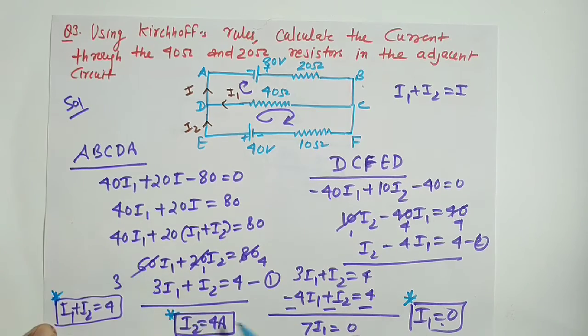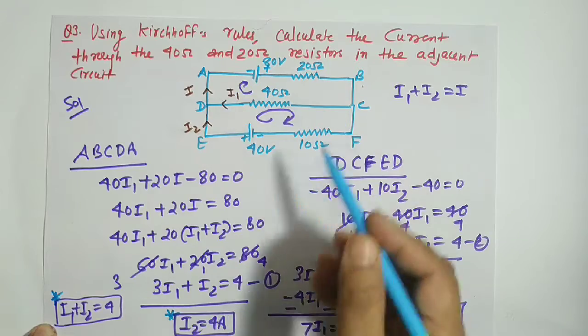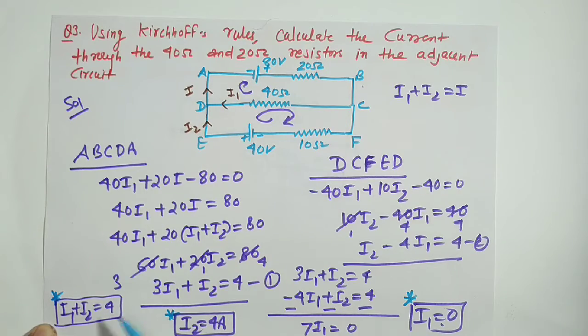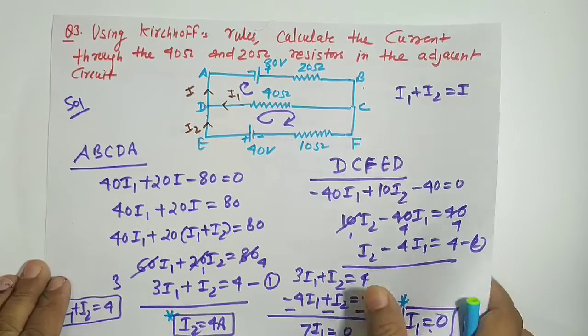So across 20 ohm, it is I, that means 4 ampere. And across 40 ohm, it is I1, that means 0. So this is the answer for this. You apply both the laws and you solve the equations, you will get the answer. This is Kirchhoff's law, question number 3. Okay, so now we will talk about question number 4.